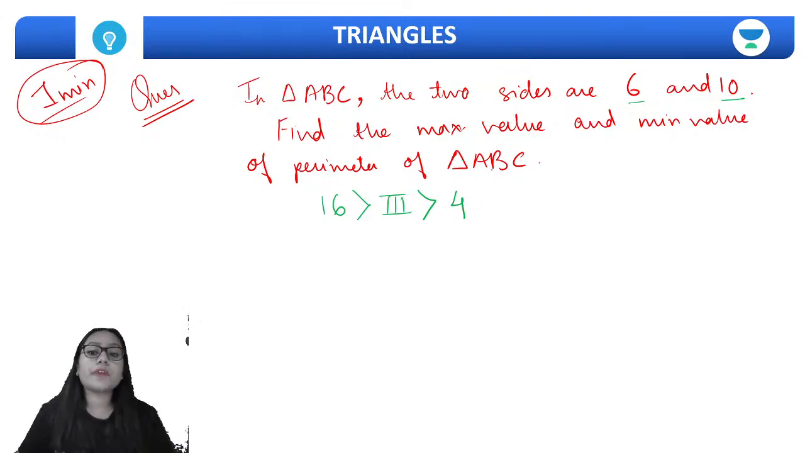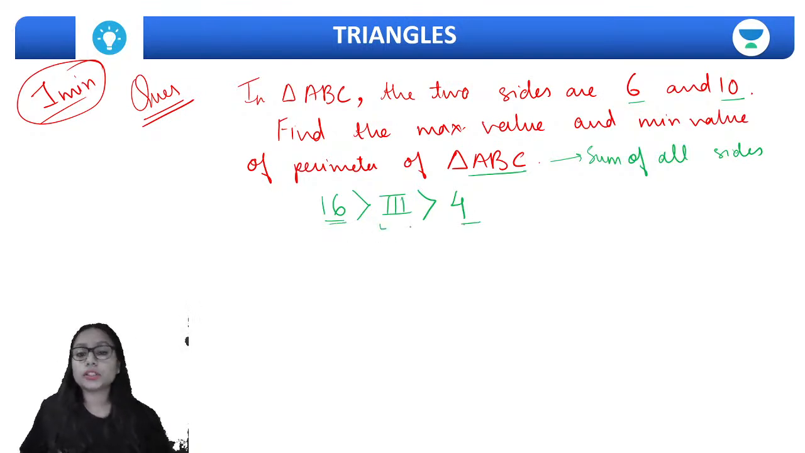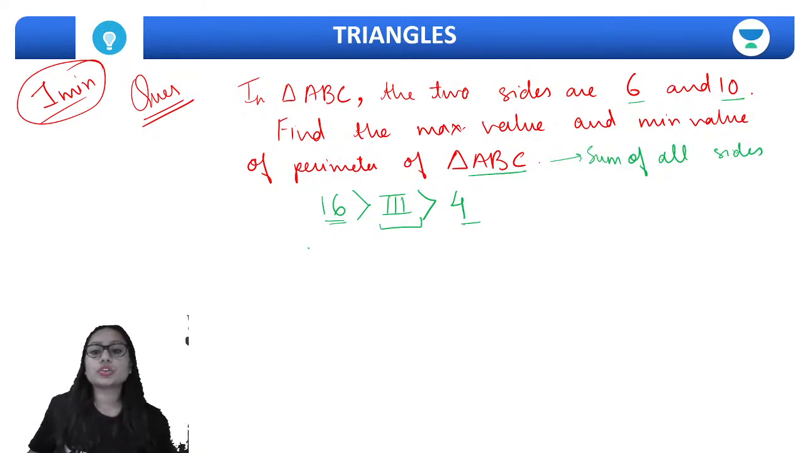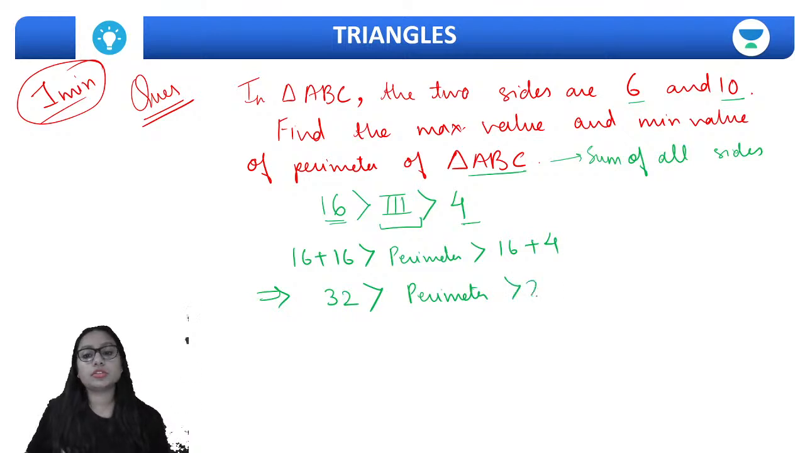Now since I have to find the value of the perimeter, what is the perimeter of a triangle? It is the sum of all sides. This is the maximum and minimum value for the third side. Let us add the other two sides so that I can get the value for the perimeter. If I add these two sides, I get 16 plus 16 is greater than the perimeter, which is greater than 16 plus 4. So the maximum value of the perimeter would be 32 and the minimum value of the perimeter should be 20.